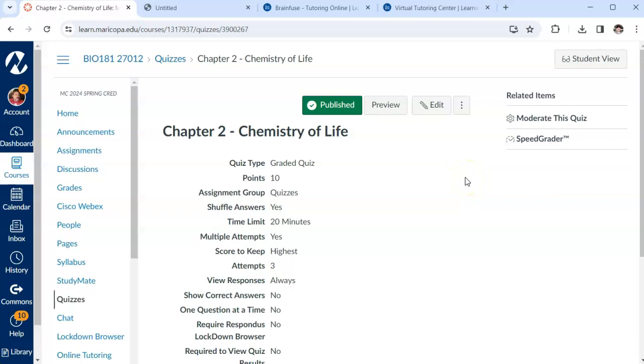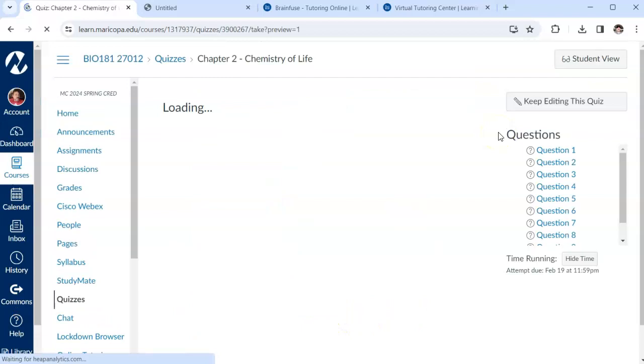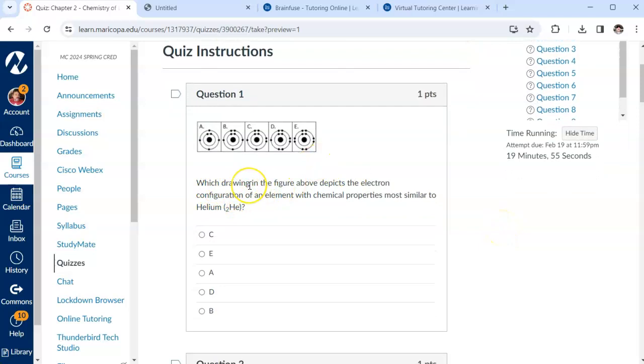So chapter two, I'm going to preview this question. Which of the figures above depicts the electron configuration of an element with the chemical properties most similar to helium? Well, helium has an atomic number of 2 and a mass of 4. So you're going to learn this in chapter 2, how to figure out from the periodic table what the electron configuration of every element is.